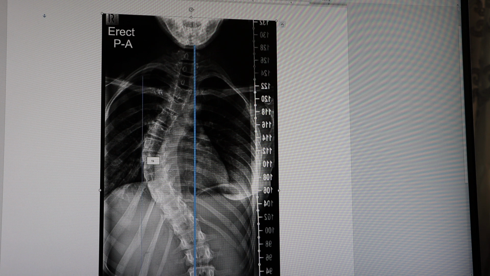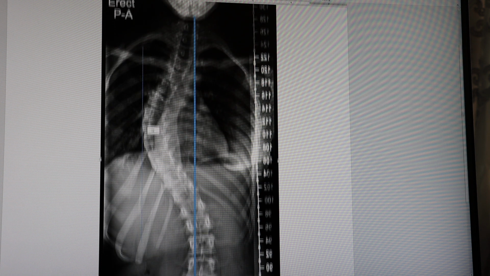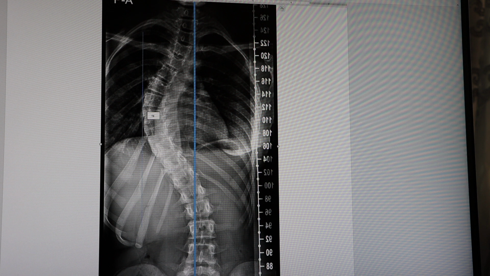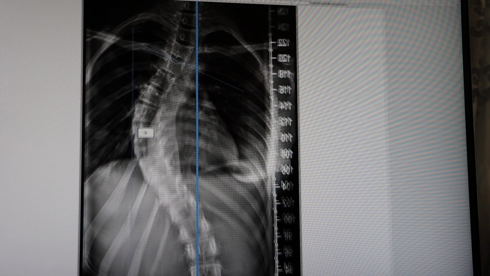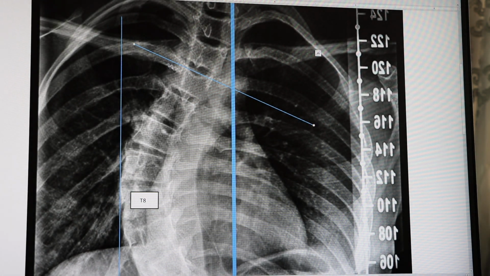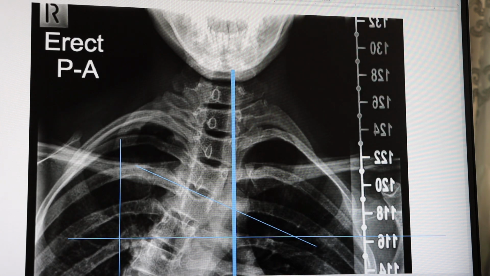Now, next is to identify the Cobb angle. To identify the Cobb angle, you'll have to identify the end vertebrae. And to identify the end vertebrae, what you have to do is to identify the most tilted vertebrae, because this is the definition of an end vertebra. So to identify the tilting of a vertebra, what you'll have to do is to draw a line. To be specific and to be precise, you'll have to draw a line that touches the end plate of a vertebra, and then another line that is horizontal.